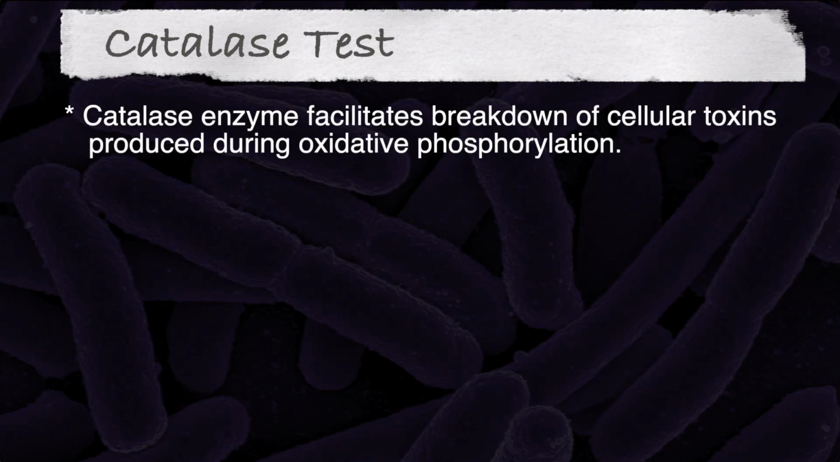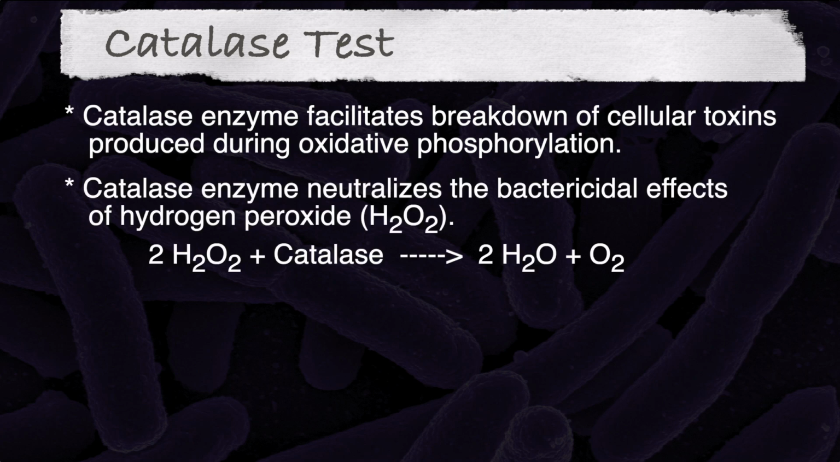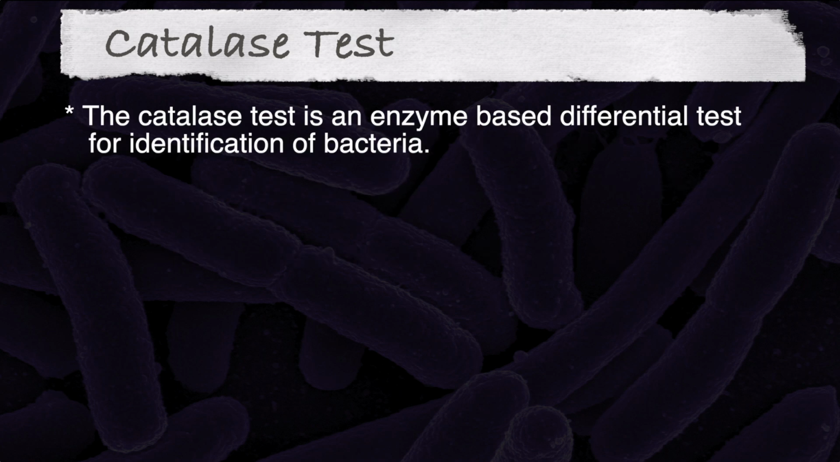For a little background, catalase enzyme facilitates breakdown of cellular toxins produced during oxidative phosphorylation. Catalase enzyme neutralizes the bactericidal effects of hydrogen peroxide by breaking hydrogen peroxide down into water and oxygen gas. The Catalase test is an enzyme-based differential test for identification of bacteria.